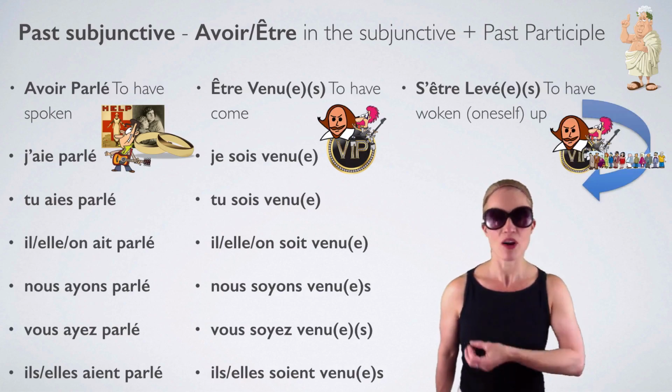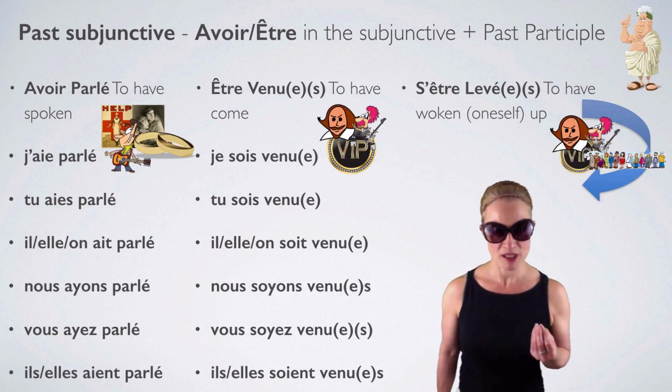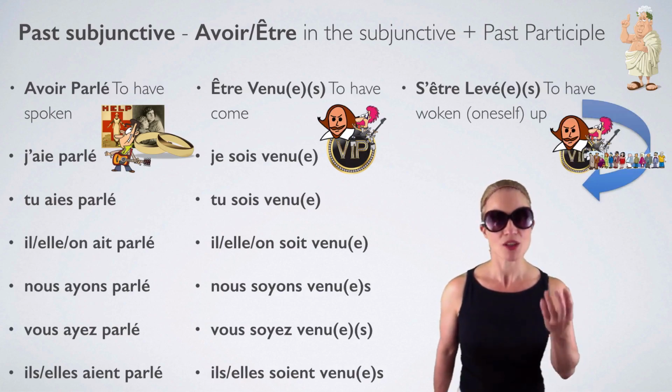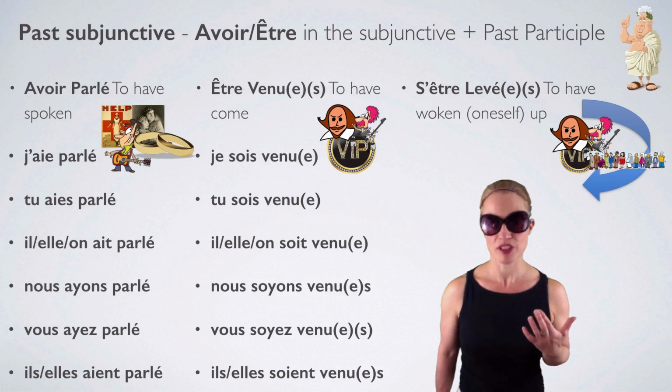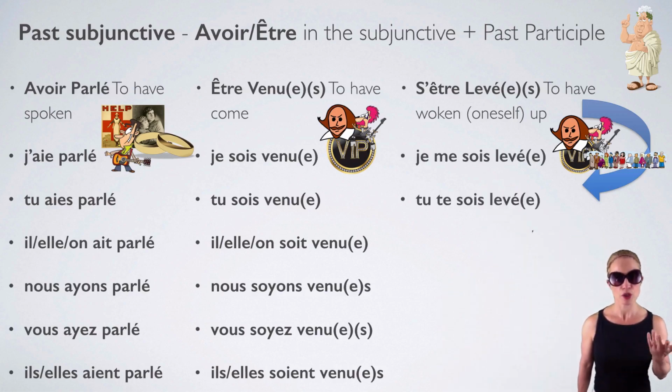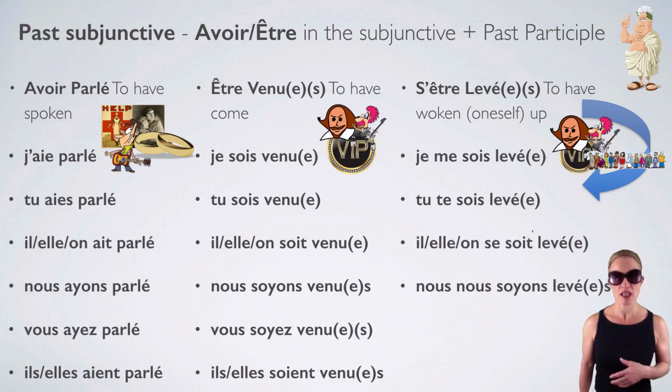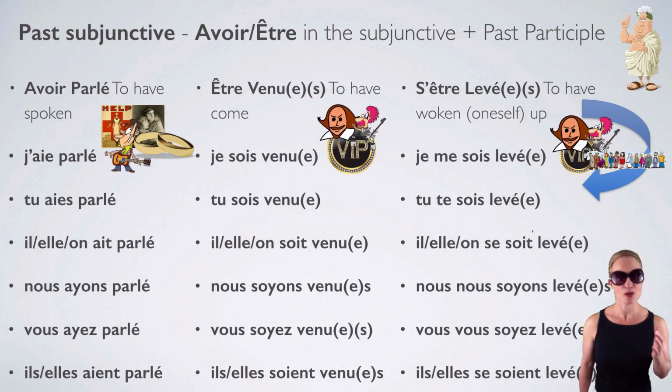And of course, we have our wannabe VIP verbs, the pronominal verbs. So now we have to put in the reflexive pronoun before être. For example, s'être levé, to have woken oneself up. Que je me sois levé, que tu te sois levé, qu'il ou qu'elle ou qu'on se soit levé, que nous nous soyons levés, que vous vous soyez levés, qu'ils ou qu'elles se soient levés.